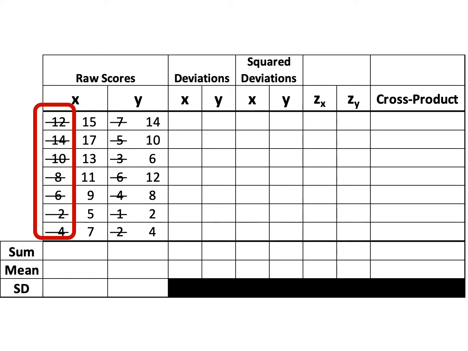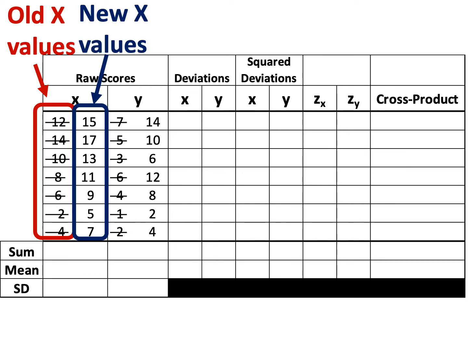So this is the data we are going to be working with. Now I want to draw your attention to these numbers in the raw scores for x. These numbers have been greyed out, but you can see what they are. Where have you seen these numbers before? These are the same values for x that are in table 1. You were just working with these numbers. We will call these the old x values. Right next to them are some other values for x that we will call the new x values.